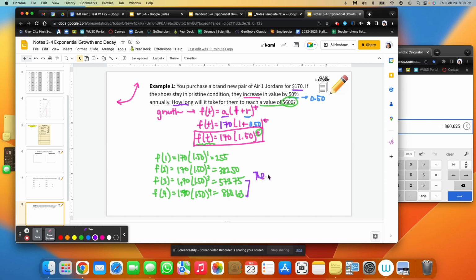So I'm going to say the value of the Jordans will reach $600 between 3 and 4 years. We don't know exactly when. When you get into higher level math, you'll be able to figure out the exact moment. But as we're plugging in values, we know it happens somewhere between 3 and 4 years.